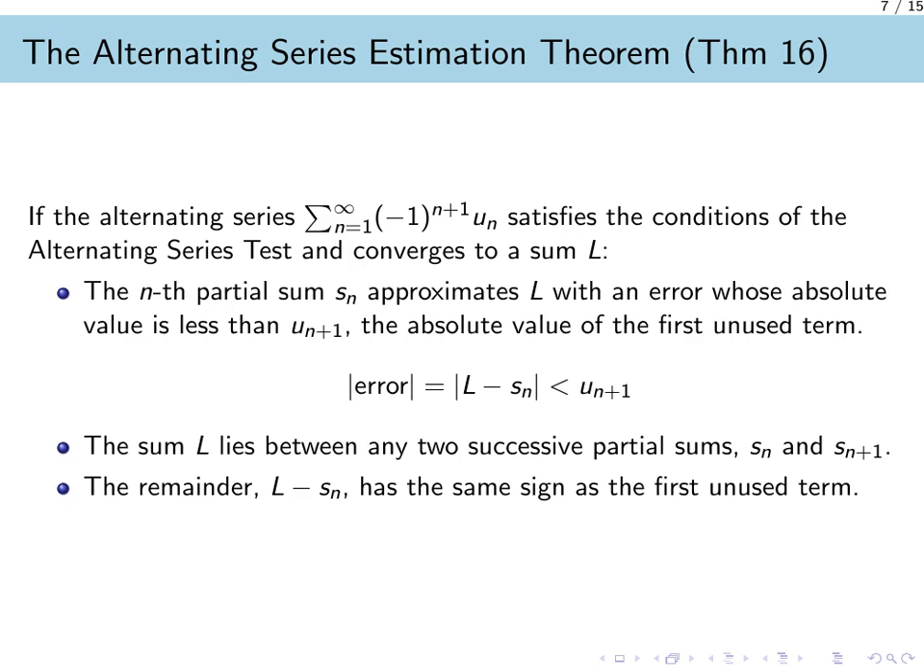The theorem also tells us that the true sum L is always trapped between any two consecutive partial sums, and that the error has the same sign as the first unused term. This tells you whether your approximation is an overestimate or an underestimate. The essential result is that for a convergent alternating series, the first neglected term tells you the maximum possible error.